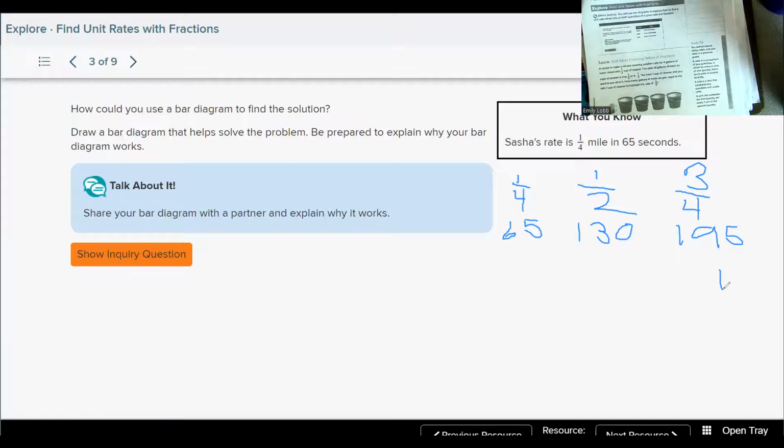So, how long does it take Sasha to run a mile? We have to do 195 plus 65. So good. When I add that 5, I get to 200. And then another 60 makes 260. So 260 seconds is how long it takes her to run a whole mile. Interesting.